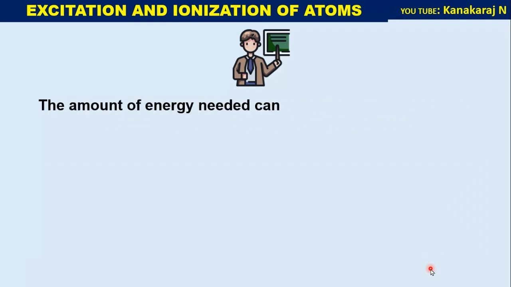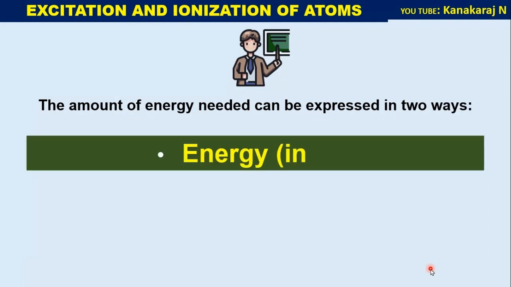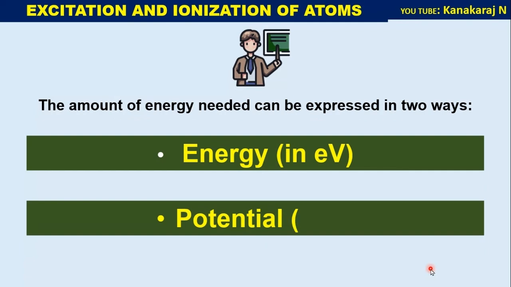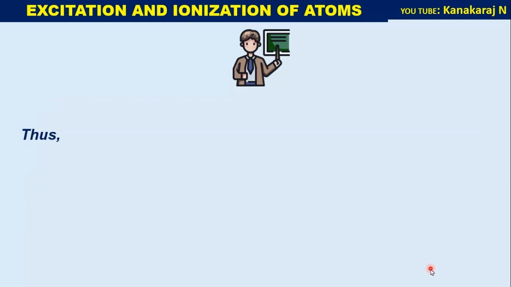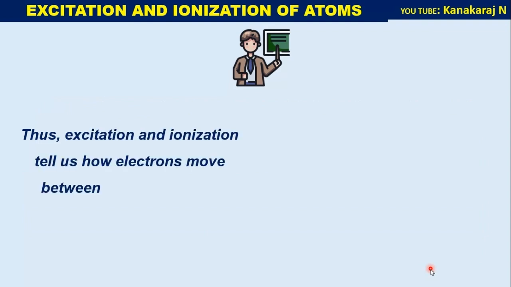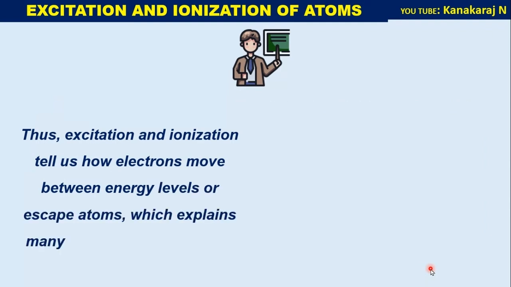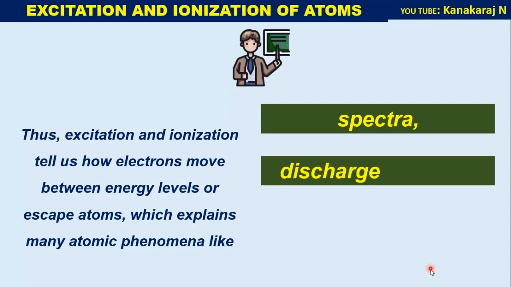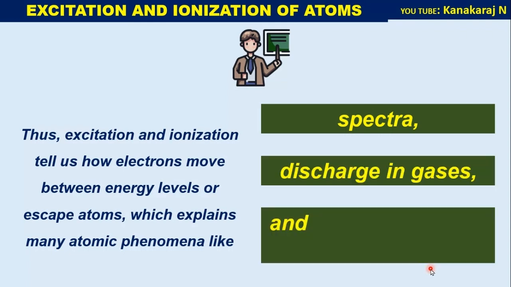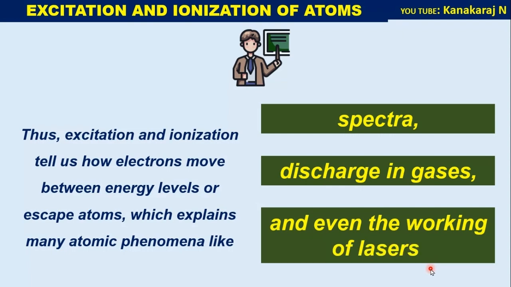The amount of energy needed can be expressed in two ways. If it's energy, the unit is electron volt. If it's potential, it's in volt. Thus, excitation and ionization tell us how electrons move between levels or escape atoms, which explains many atomic phenomena like spectra, discharge in gases, and even the working of lasers.